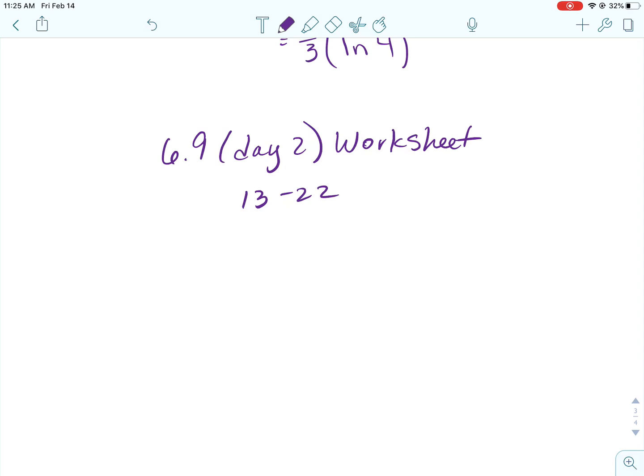13 through 22. Wait, the next day class is when? It is the whole thing, isn't it? Yeah. The whole thing is the grade. I see what you're saying. The whole worksheet is a grade.